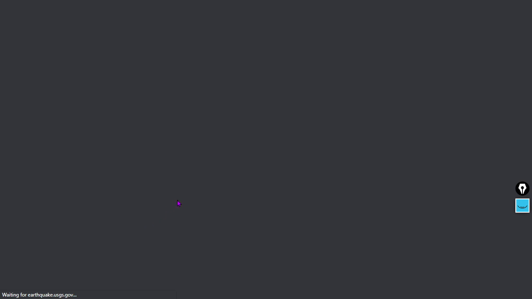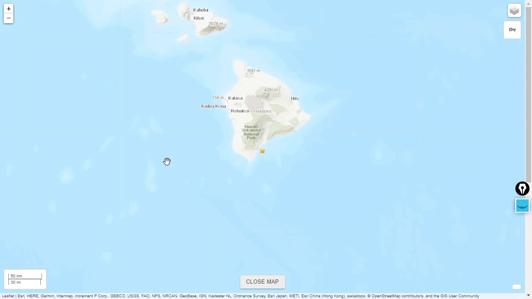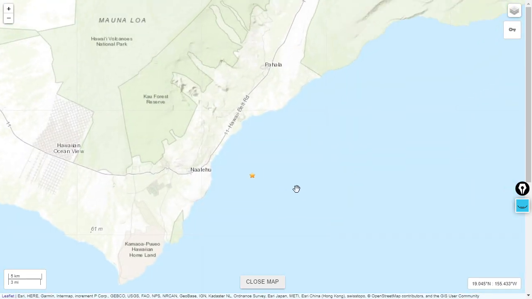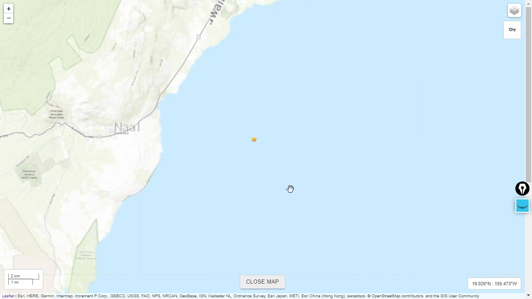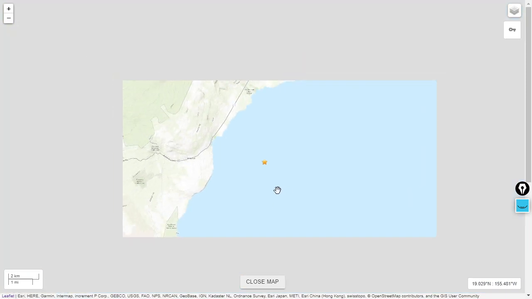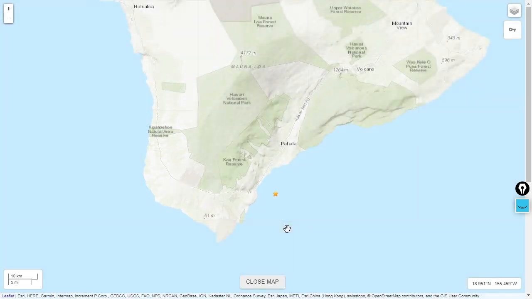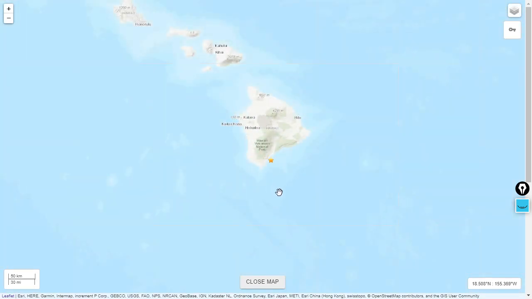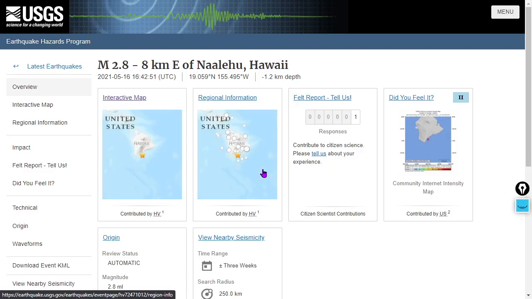Also a very shallow quake here at Hawaii. It is at a depth of 1,200 meters above sea level. And this is over the sea. So it's over the Pacific Ocean, folks. How an earthquake occurred at 1,200 meters above the Pacific Ocean, we'll have to save that for a later episode. There is a reason why that happens.